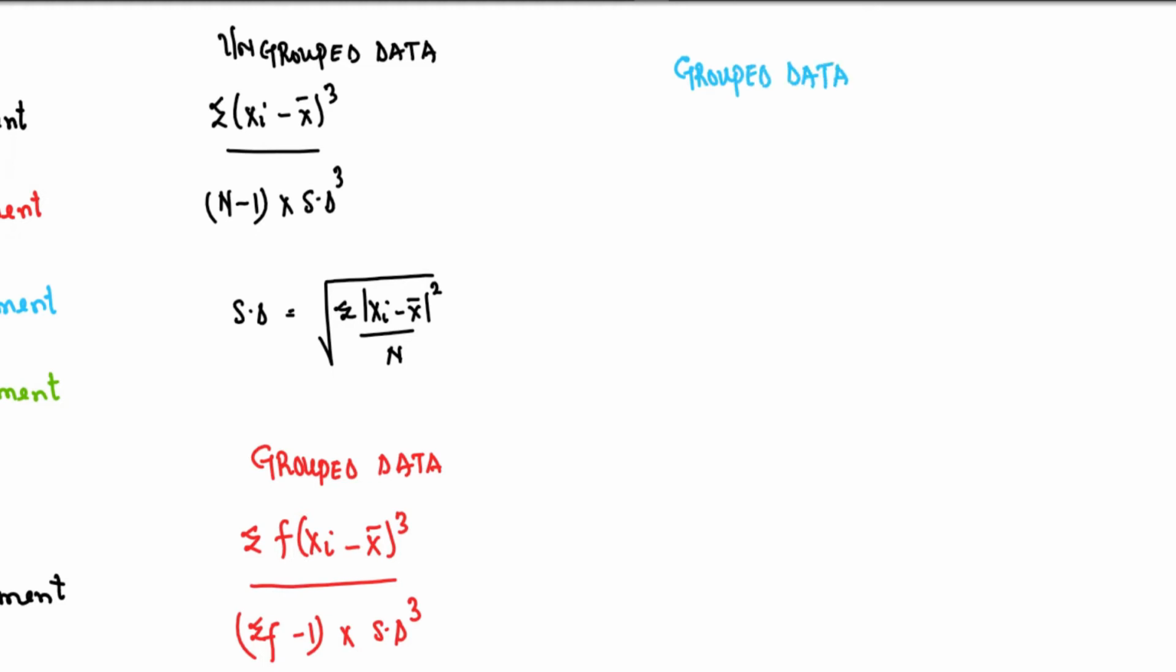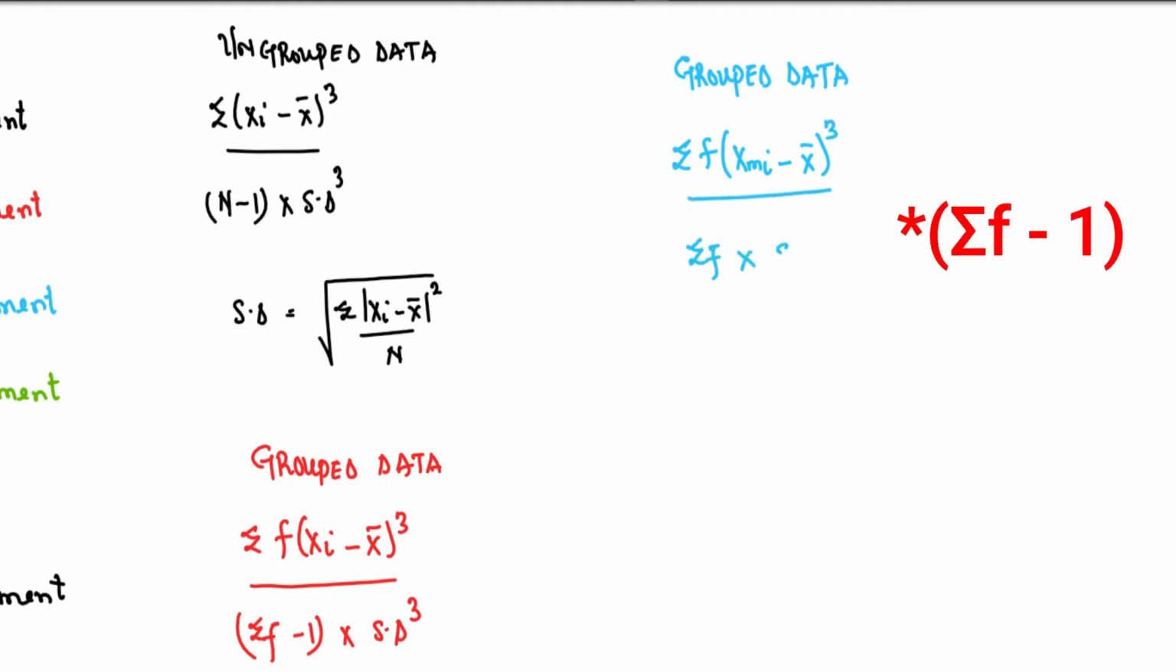So the formula for the momental skewness still remains the third moment divided by the size of the data minus 1 times the standard deviation. So the third moment is going to be summation f into brackets xmi minus x bar all raised to the power of 3, divided by the summation f times the standard deviation all cube, where the formula for the standard deviation is equal to the square root of summation f modulus sine xmi minus x bar squared divided by summation f.